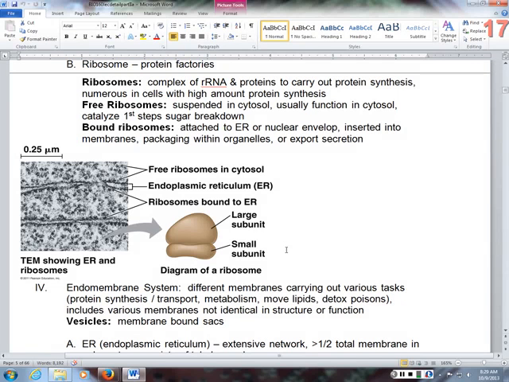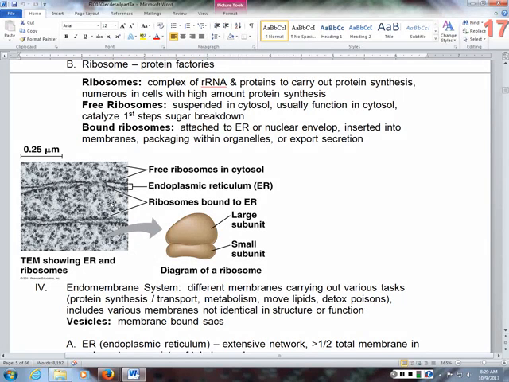So let's say, take your liver for example. It's got to make a lot of enzymes to digest things. Enzymes are made of proteins. You would have a large number of ribosomes in those cells. Some of the ribosomes are going to float around freely and some are going to be bound. The free ribosomes get suspended in the cytosol and they usually function in the cytosol. One of the things they do is they help to catalyze the first steps in sugar breakdown.